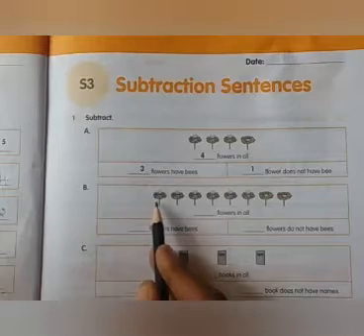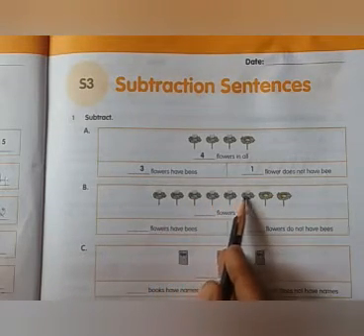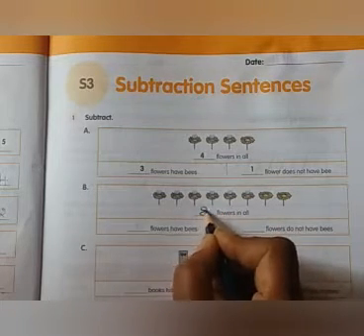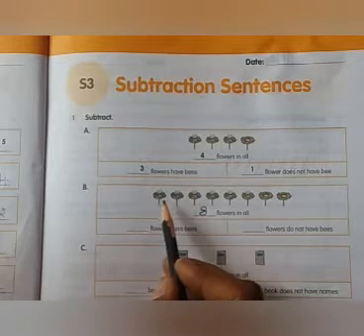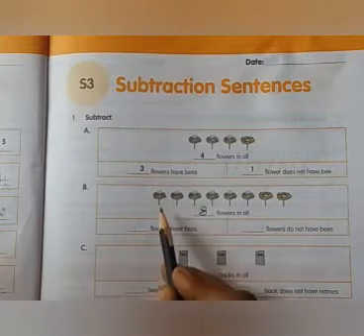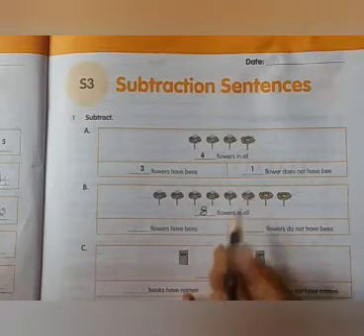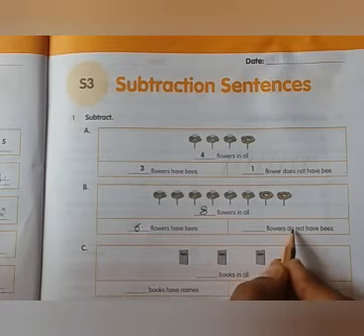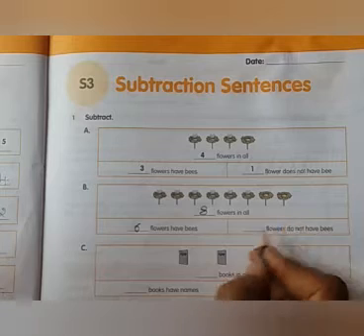Now B bit. First let us count the flowers in all. 1, 2, 3, 4, 5, 6, 7, 8. 8 flowers in all. And then dash flowers have bees. So how many flowers are having bees? We have to count and write. 1, 2, 3, 4, 5, 6. 6 flowers have bees. Dash flowers do not have bees. So 2 flowers are not having bees.